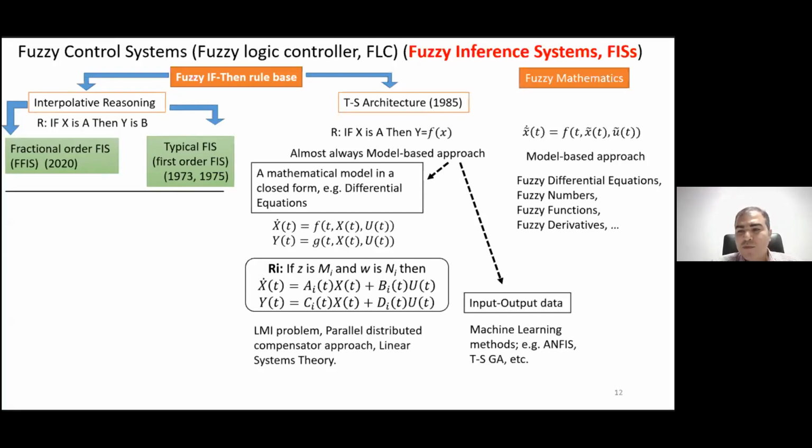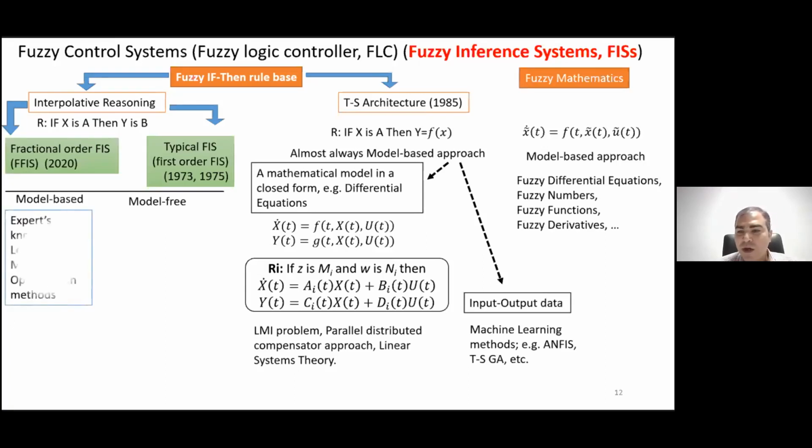There are two types of interpolative reasoning. The typical one is called the typical or first order fuzzy inference system. And the other, which is a new generation of interpolative reasoning, is called the fractional fuzzy inference system. Such fuzzy inference systems can be used in situations where the model of a dynamical system is known or unknown. I mean, these FISs are either model-based or model-free approaches.